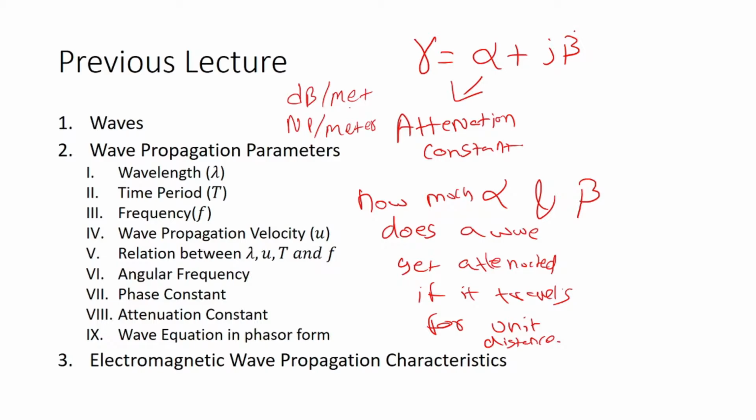And then we have discussed phase constant. It tells us the amount of phase shift a wave experiences when it has traveled for unit distance. And its units are pretty obviously radians per meter. So these are the propagation characteristics which we have seen in the previous lecture.